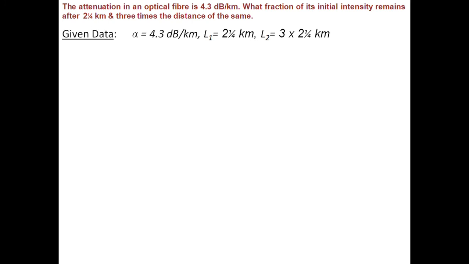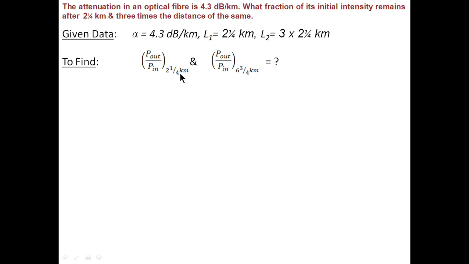So we'll write down what are the things to be found out. You have to find the P out by P input ratio after 2/4 kilometer to 1/4 kilometer, and the P output by P input ratio after 6 times 3 by 4th kilometer. That is 3 times this, which will be 6 3 by 4 kilometer. Okay, convert all these fractions into proper decimals. So a quarter of a kilometer is 0.25.